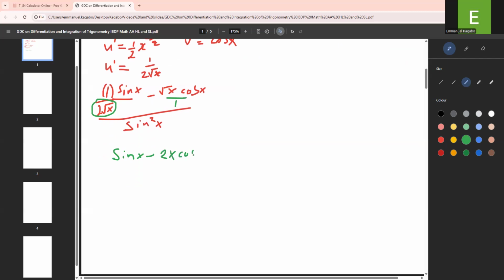right? Am I talking to someone here? Good. Okay. Now, all of this over 2 square root of x, square root of x, then sine squared x. Okay. Good. Let me try to explain just something very fast.